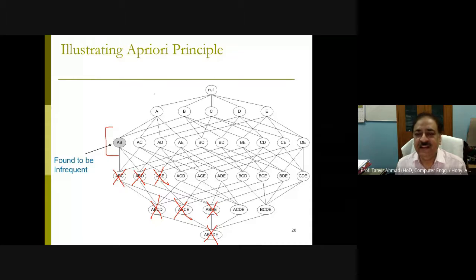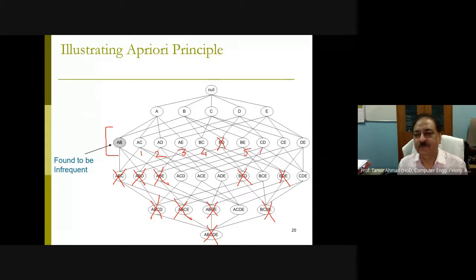Similarly, if I find that BD is not frequent, I will remove this BD superset, this one, and this one. And whatever remains, suppose I find that all now have minimum support. Now how many item sets did I get? I start over here with 1. Now I'll get 2. I will get 3 items. Then 4. Then I will have this 5.